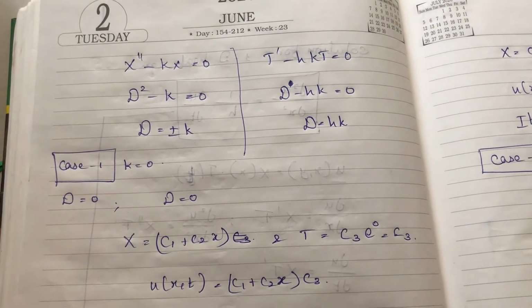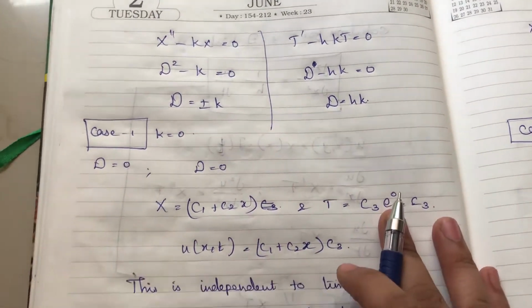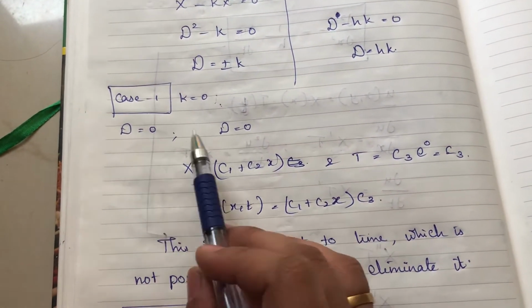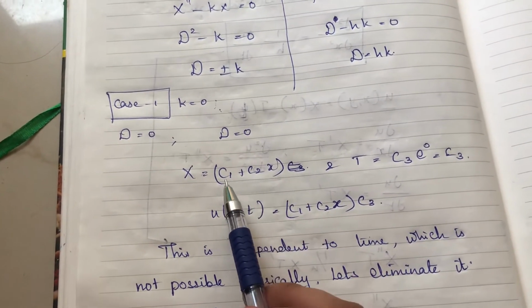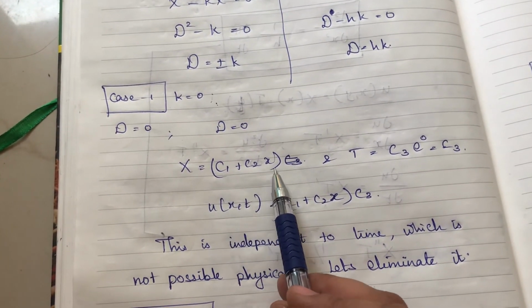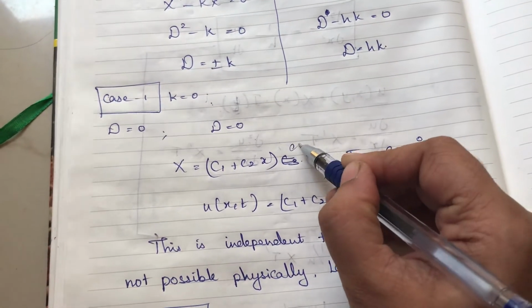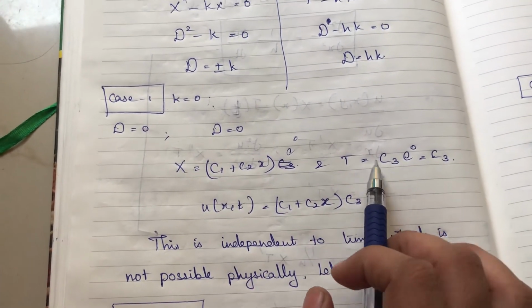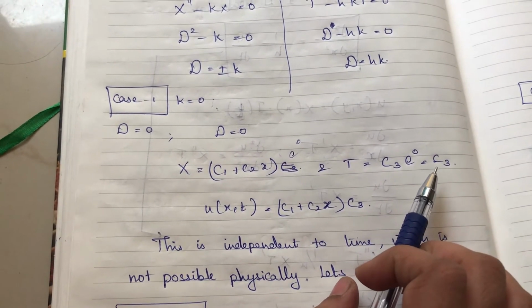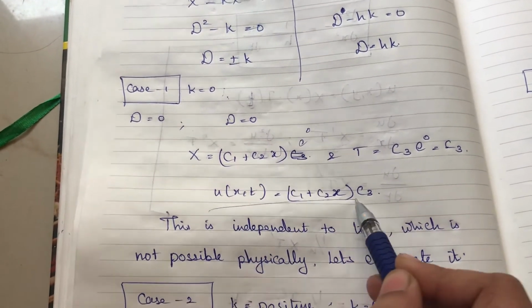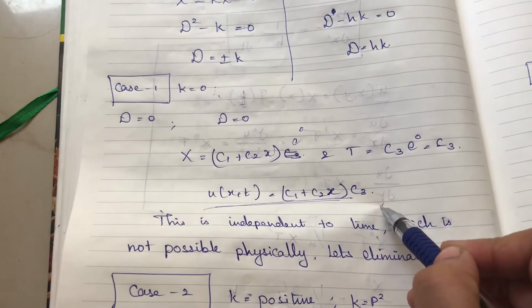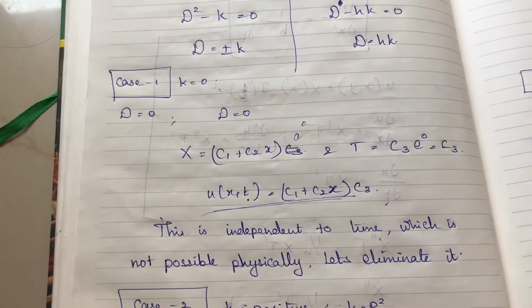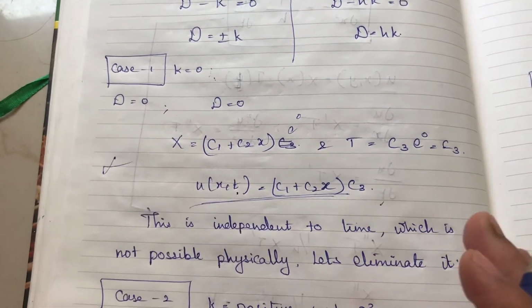So I am giving the k value in three cases. So case number 1 is what? k equal to 0. If I do so, d equal to 0. So I can easily write it as c1 plus c2 into x. This is e power 0, right? So it will be 1. So this term, and c will be like c3. So this is the term. But here this is not possible because this is independent of time. So this is not physically possible. So just eliminate it.